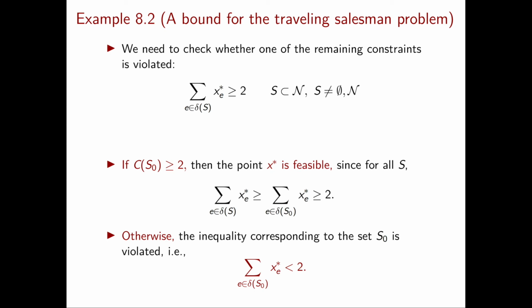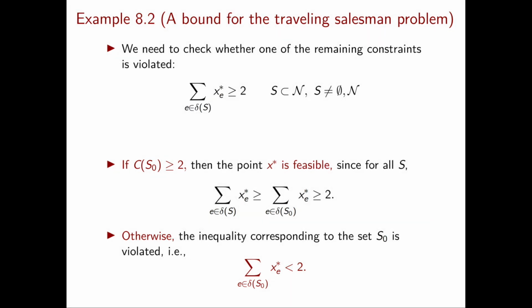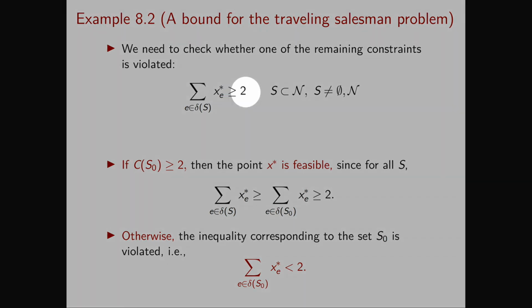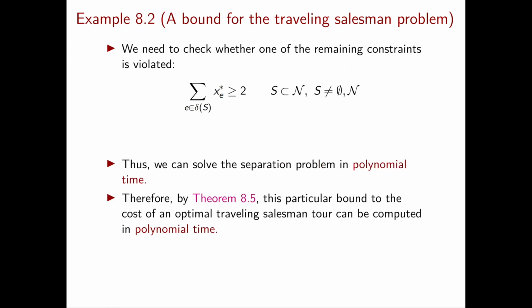The other case is when C of S0 is strictly smaller than 2. This means that this sum corresponding to the set S0 is strictly smaller than 2. Therefore, the inequality corresponding to S0 is violated by x star. So we have understood that we can solve the separation problem in polynomial time. Therefore, if we now apply theorem 8.5, with the ellipsoid method we can solve the linear programming problem that we wrote down a few slides ago in polynomial time.